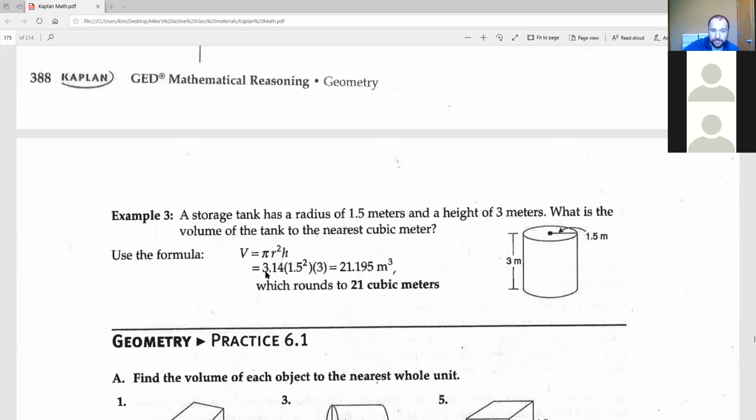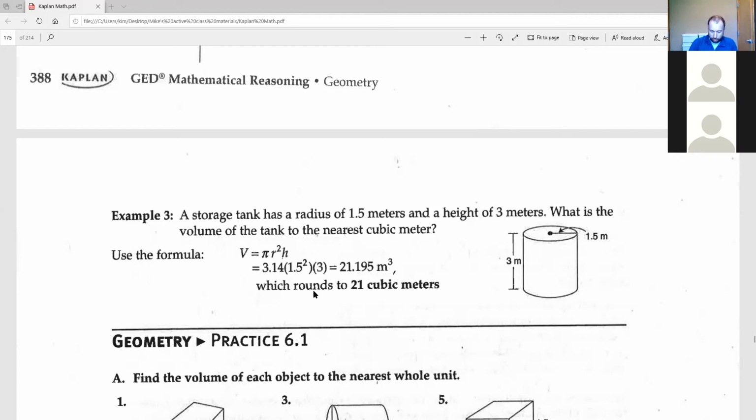So all we have to do is plug in 1.5 and make sure we square it. And again, that's not times 2. Anything squared is times itself. So 3.14 times 1.5 squared times our height, which is 3. So if you have a calculator, you can plug all that in in one shot. But be careful, though. Make sure that you're not multiplying 3.14 times 1.5 before we square. Remember, order of operations, we always do exponents before multiplication.